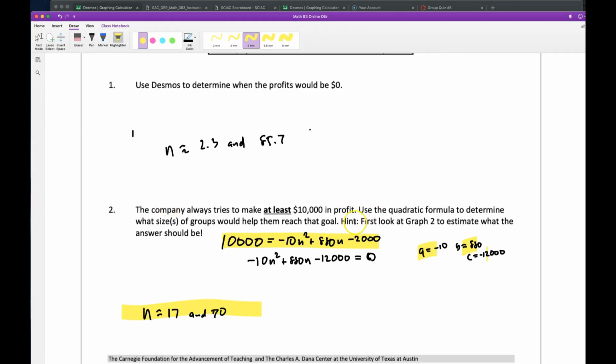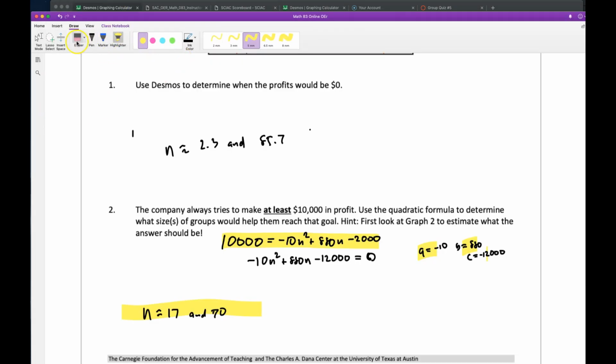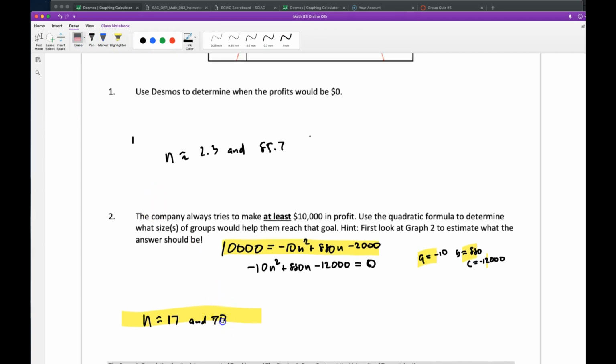Or 70. Again, those are just approximations, but you'll get the exact answer. Use quadratic formula, 17 and around 71, I would say, not 70 here. I'm off on my numbers here, so let me just record that so you can see it's 17 and 71.